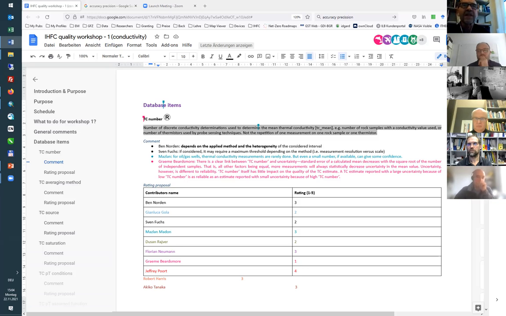So I think it is clearly of big value to have the number. And if you have logs, then this should be stated. You do not necessarily have any measurements. Still, you have to integrate all the information to evaluate the quality of a heat flow value.